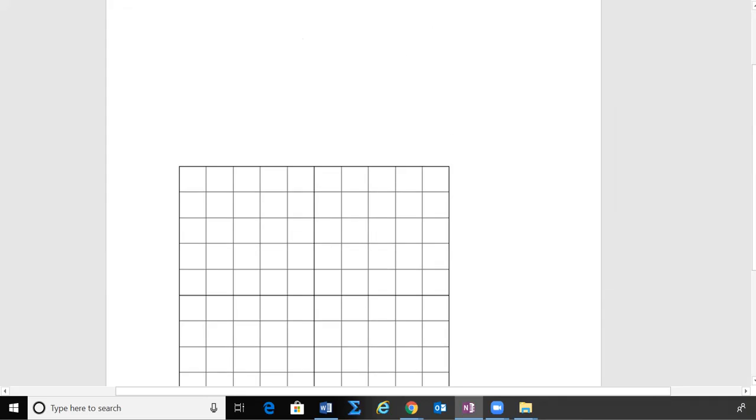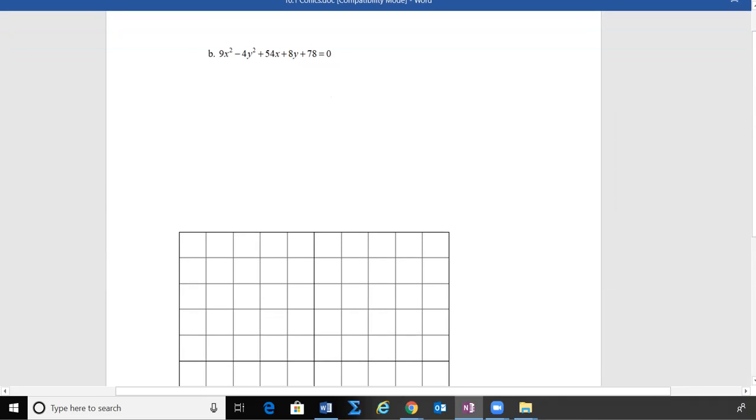Okay, let's look at this next one. This time, we've got a little bit of work to do here. It looks like one of those that we're going to have to put into standard form by completing a square. So 9x squared plus 54x, and then I'll write this as minus 4y squared plus 8y plus negative 78.